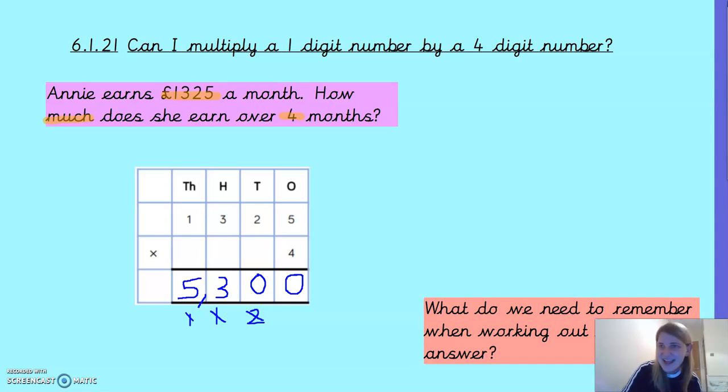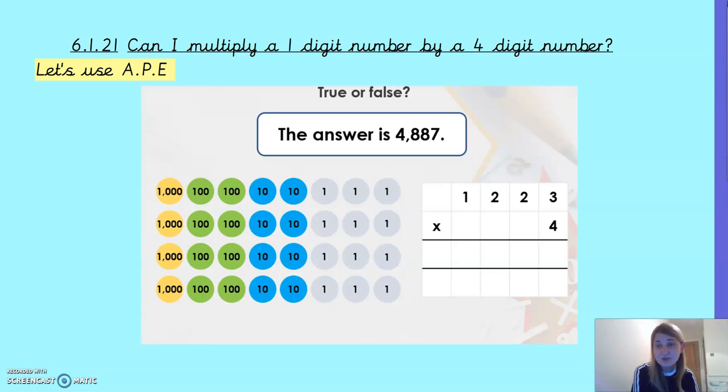Okay, right. Next one then, we've got a little cheeky ape, my fave kind of monkey. We've got a true or false question. The answer is 4,887. So to answer these, there's a couple of things we need to do. First thing is we're going to lay out our ape, and I'm going to do it here. I'm going to put my A here for my answer. I'm going to put my P here because I know my workings out is going to be my proof. It's going to say either yes or no. And then I'm going to put an E here.